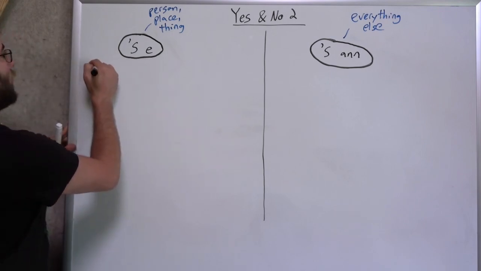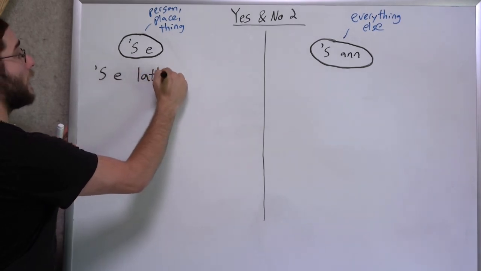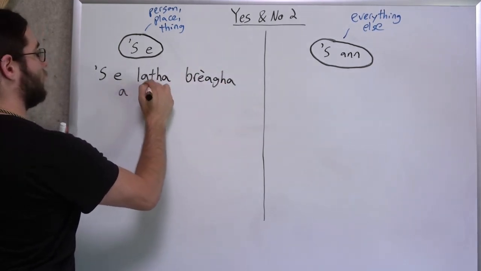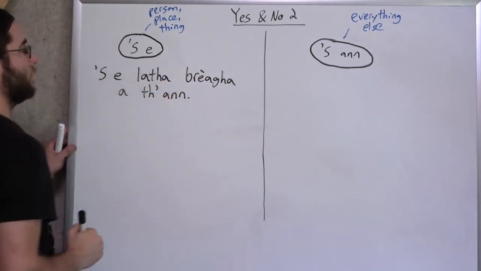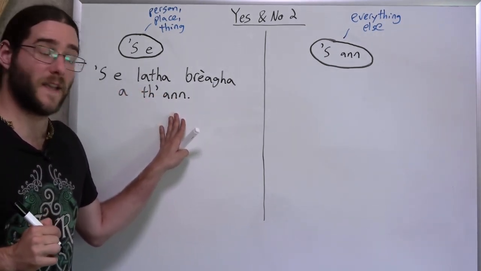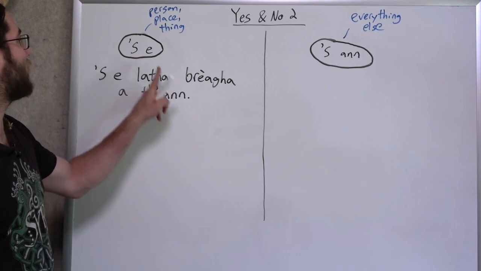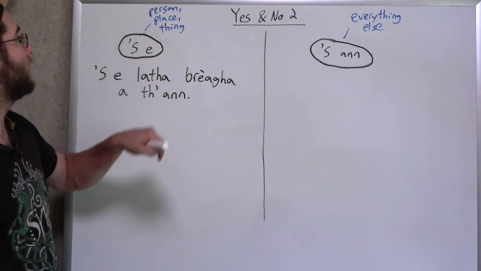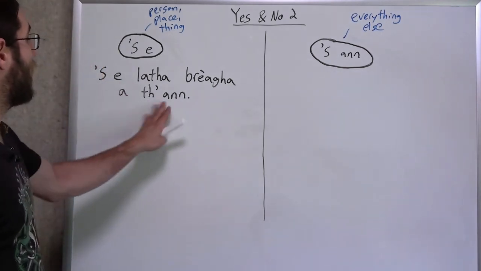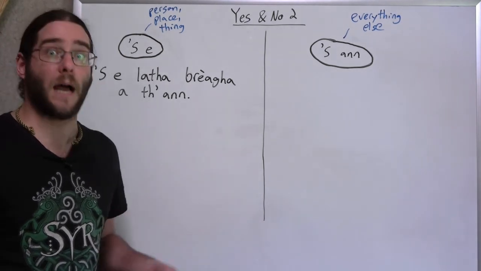Sé la bria ahaun. It is a beautiful day. And we're emphasizing day here, which is why we're using sé, right? Person, place, or thing. Yep, a day is a thing. There we go. Sé la bria ahaun. It is a beautiful day. Straightforward.